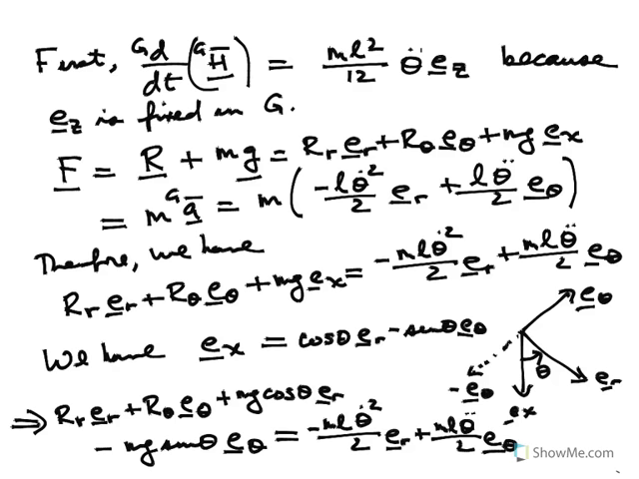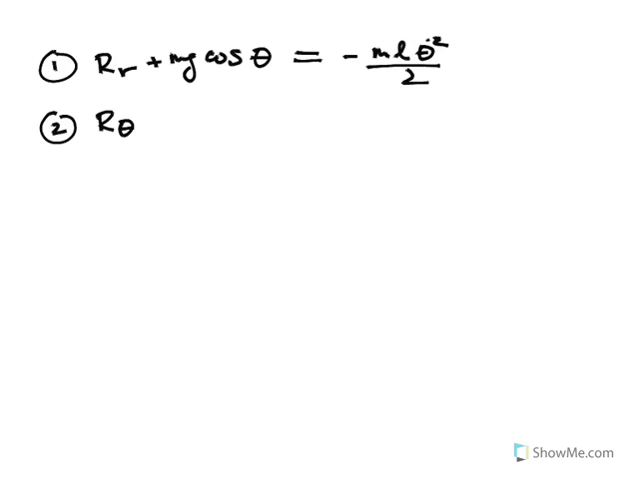So the first equation that we get is, this is the ER component, we get R sub R plus mg cosine theta is equal to minus ml theta dot squared over 2. The second equation we get is R sub theta minus mg times the sine of theta is equal to ml theta double dot all divided by 2. Notice that there are unknown reaction forces in this. So now we're going to apply Euler's second law.